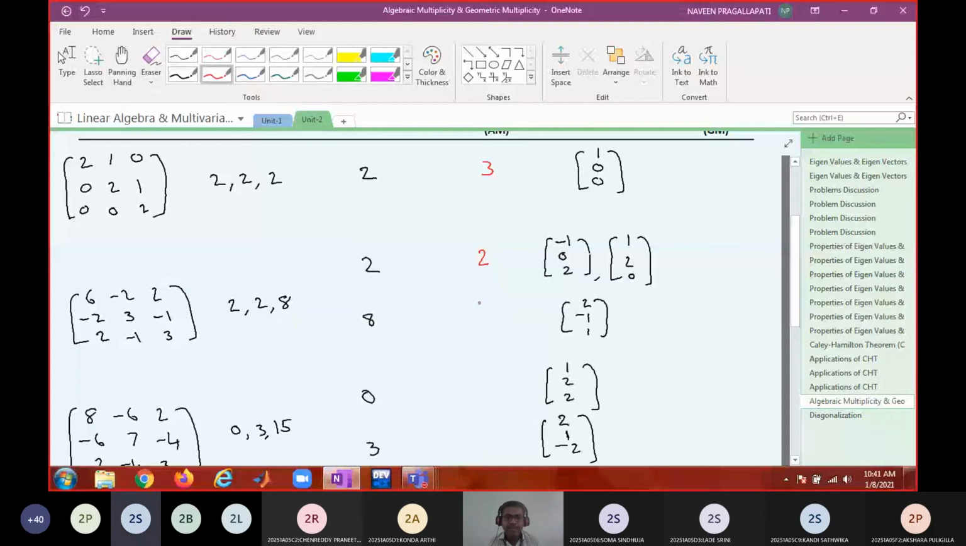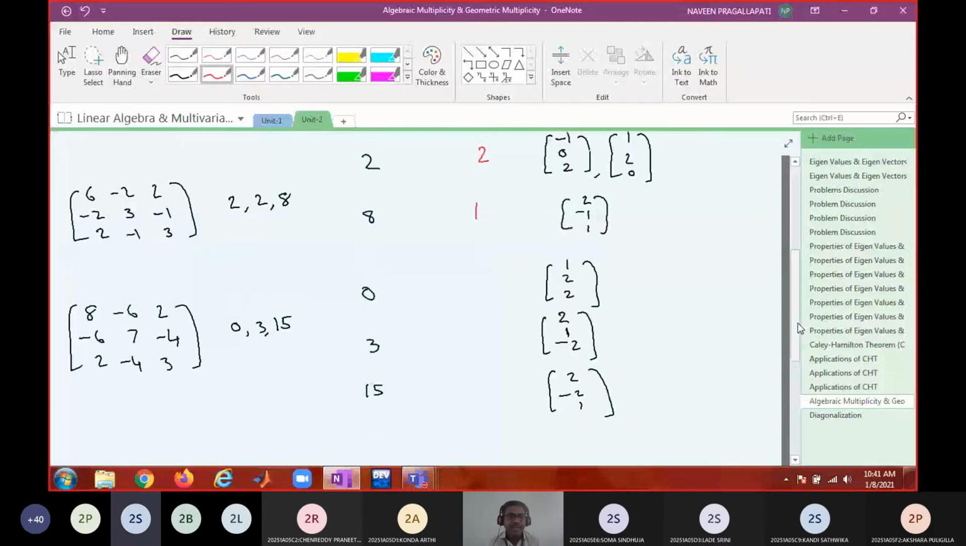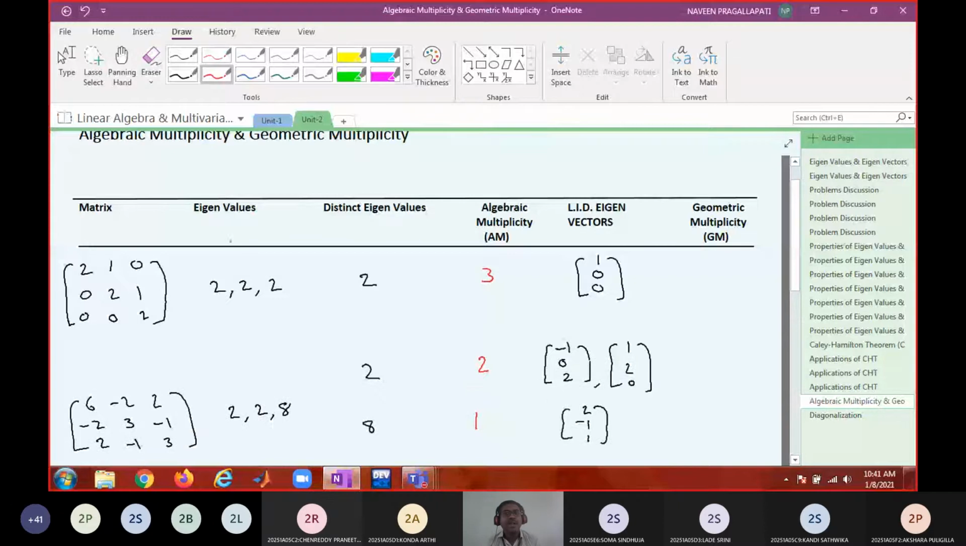Is this clear? In this case, what are the algebraic multiplicities of the eigenvalues 0, 3, 15? 1, 1, 1, because they are occurring only one time. Now, do you understand what algebraic multiplicity is? It is nothing but the multiplicity of the eigenvalue as a root of the characteristic equation. Is it clear?